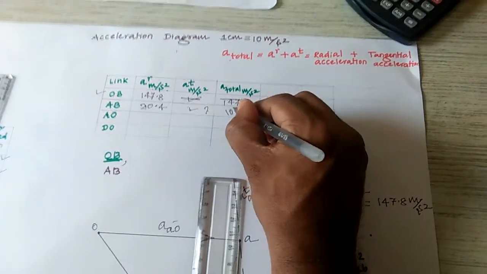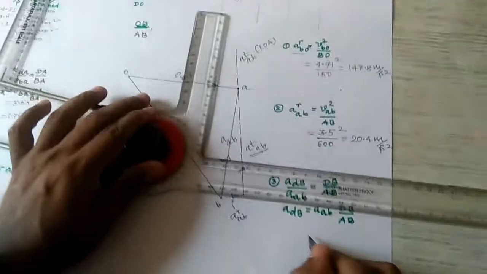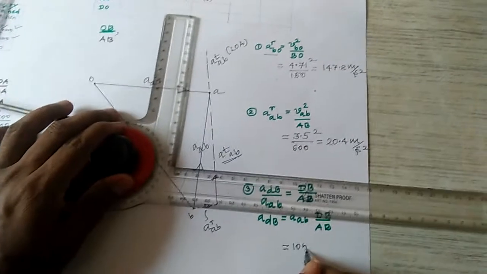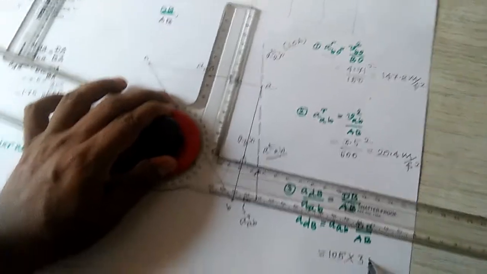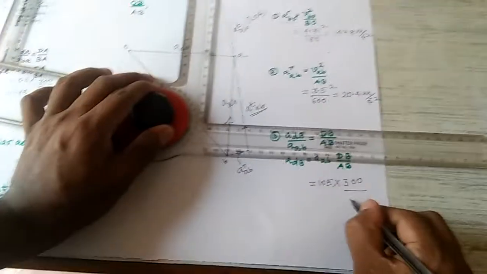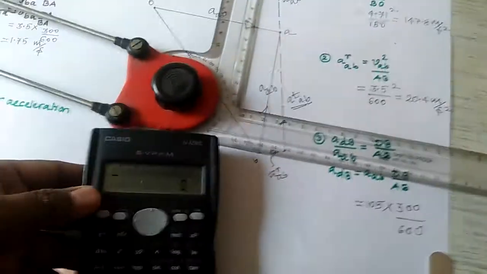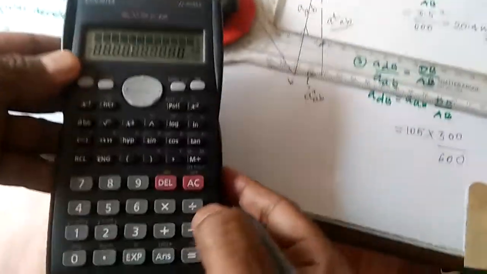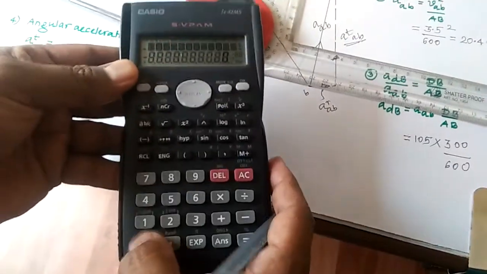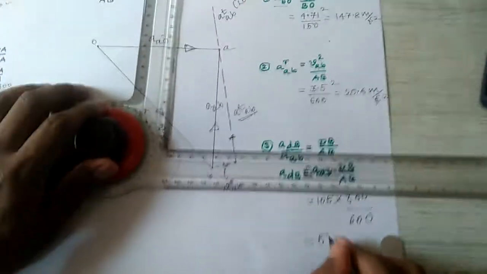It comes as 105 meters per second. Then you have to put this in: DB distance is 300, AB distance is 600. You calculate it: 105 into 300 divided by 600. It comes as 52.5.